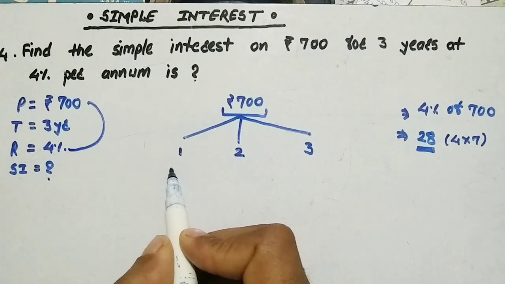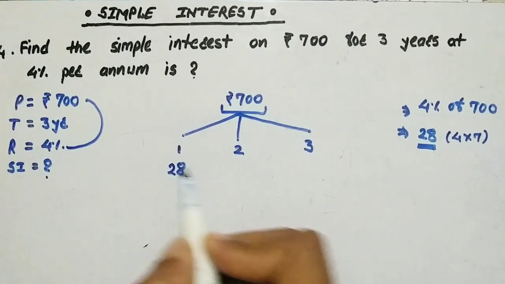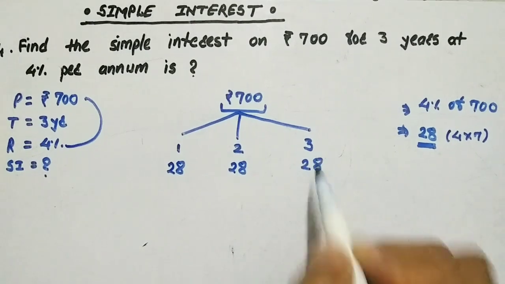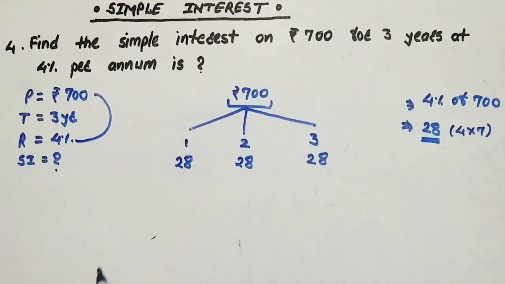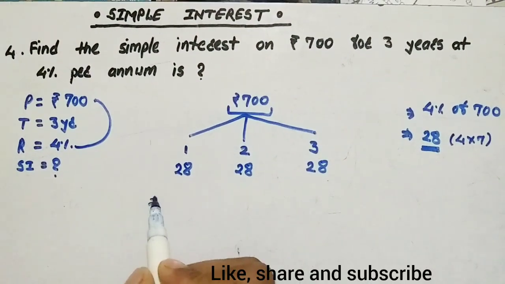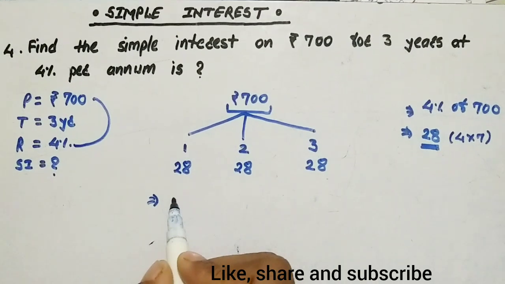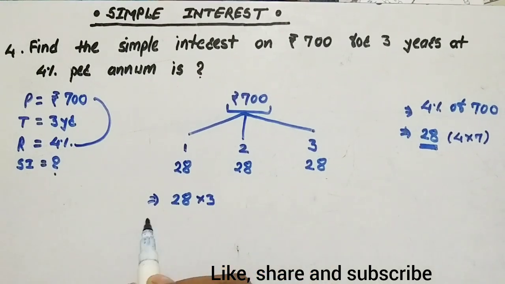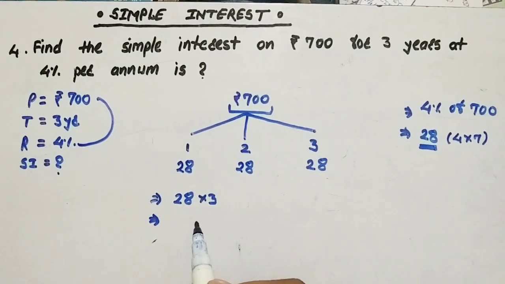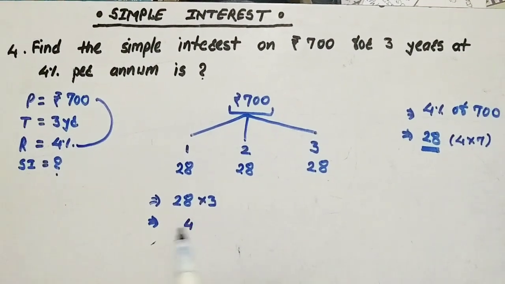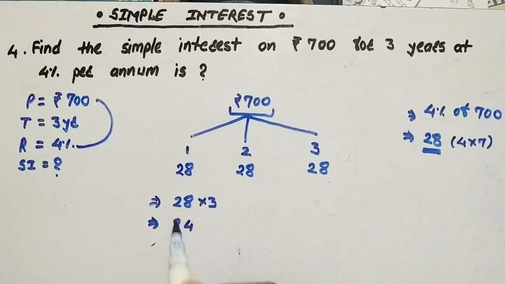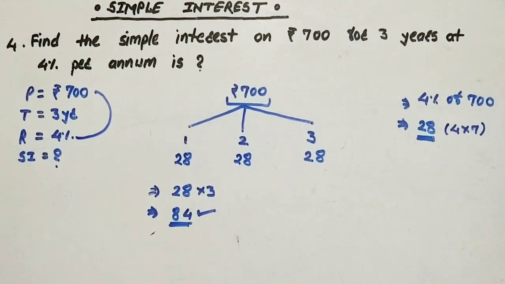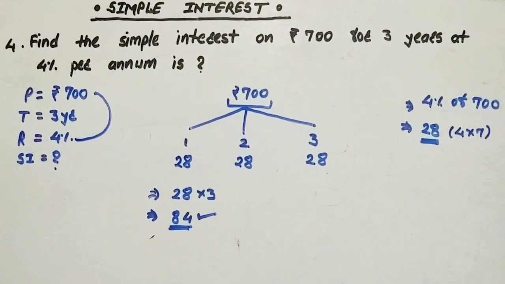So simple interest is 28 for the first year, 28 for the second year, and 28 for the third year. So 28 into 3, or you can simply add. Let me do 28 into 3: 8 3s are 24, carry 2, 3 2s are 6 and 2. So 84 is the right answer.